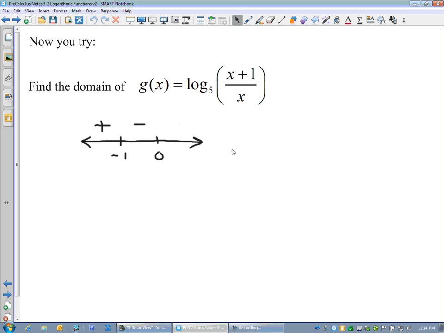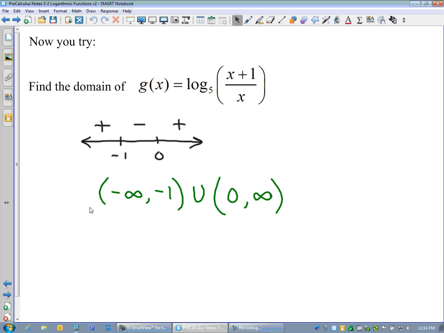And then any large positive number, I'm going to, of course, get a positive over a positive, which gives me a positive. So that means, since I'm looking for only values where the argument will be greater than 0, I want these two positive intervals. And in interval notation, that would be the interval from -infinity to -1, union with the interval from 0 to infinity, not including the endpoints, because you cannot take the log of 0.